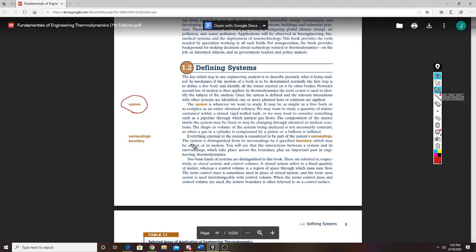And then it says the system is distinguished from its surroundings by a specified boundary, which is essentially this line. You can draw this boundary however you want, although it makes sense in certain cases to draw it in one place versus another. Most of the time drawing the boundary is pretty straightforward, you kind of know where it needs to go, but it can be moved, and in other classes it is actually important that you move it.